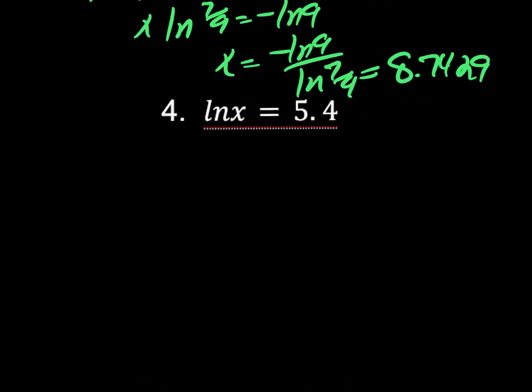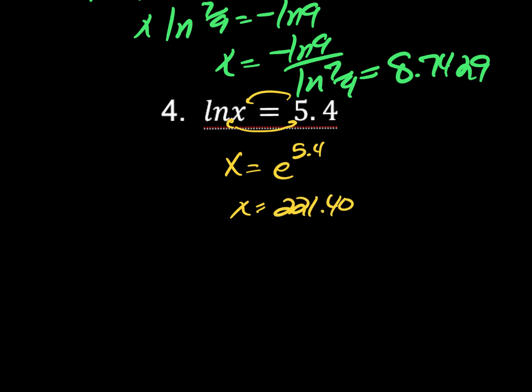Number 4, it's only one log. Anytime there's one log, you undo the log, which means I can take that base e to that power equals x. So x equals e to the 5.4 power. You can just punch that in real quick. E to the 5.4, easier for me to say. I'm going to punch it in, 221.4064. It's a pretty quick one there.